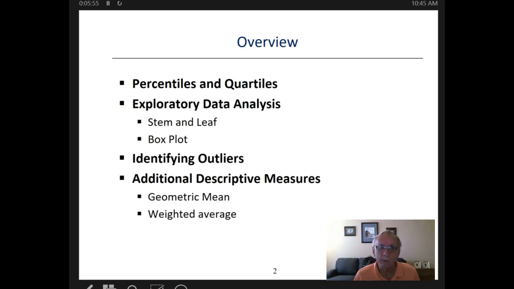We're going to talk about percentiles and quartiles. We'll look at exploratory data analysis activities, and that'll be the stem and leaf and the box plot. We're going to look at how to identify outliers, look at some different means of doing that, and then we're going to look at a geometric mean and a weighted average.